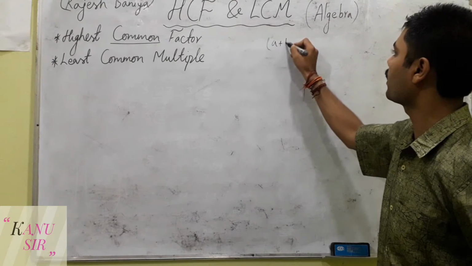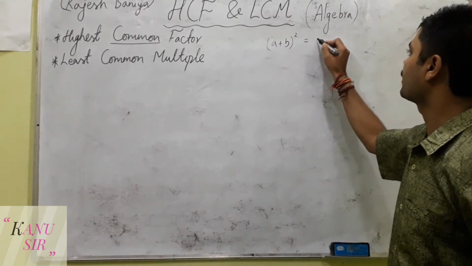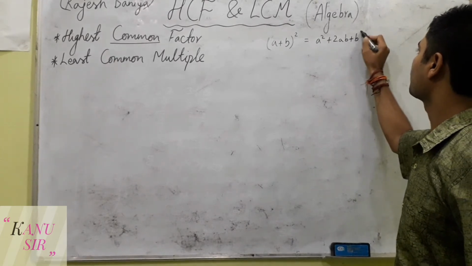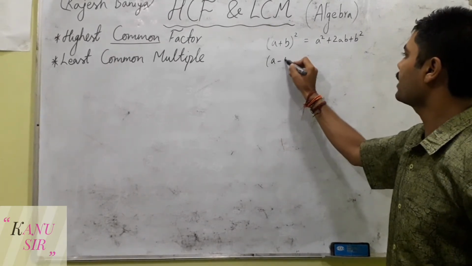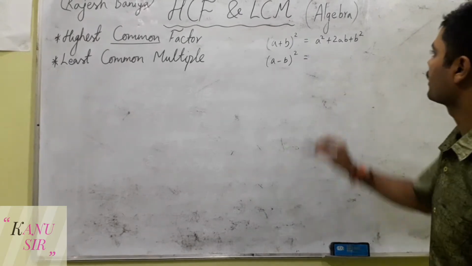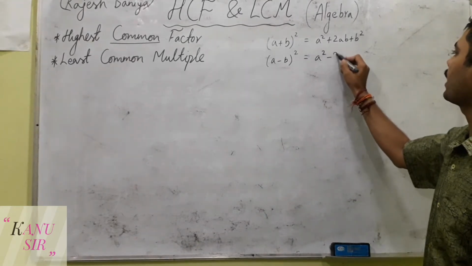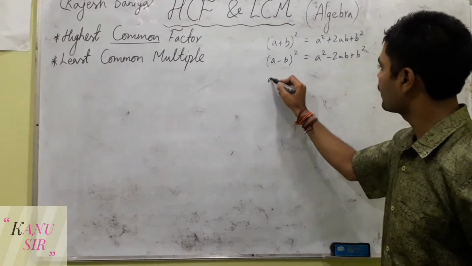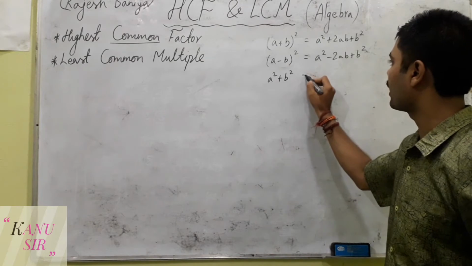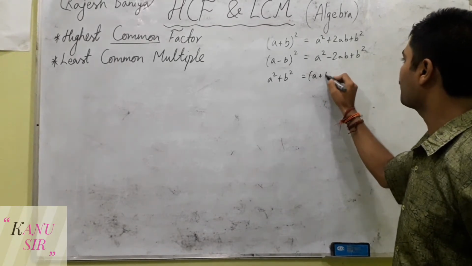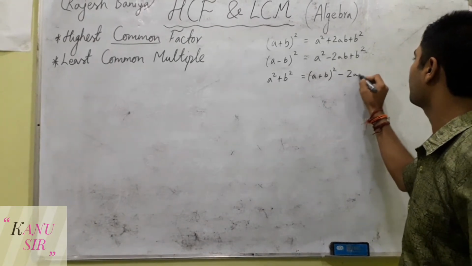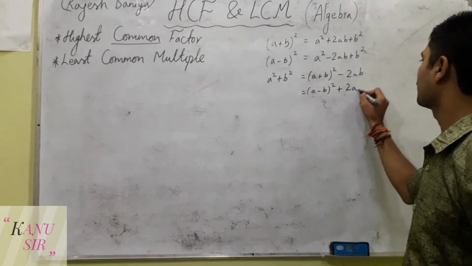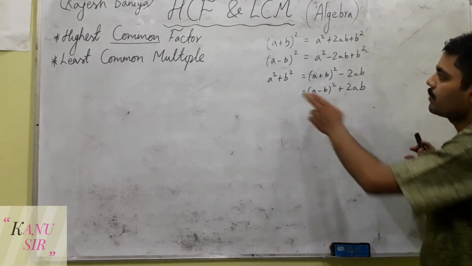(a plus b) whole square is the formula for a square plus 2ab plus b square. (a minus b) whole square is the formula for a square minus 2ab plus b square. Again, a square plus b square will have two formulas: (a plus b) whole square minus 2ab, and (a minus b) whole square plus 2ab. Here you can remember the formula.